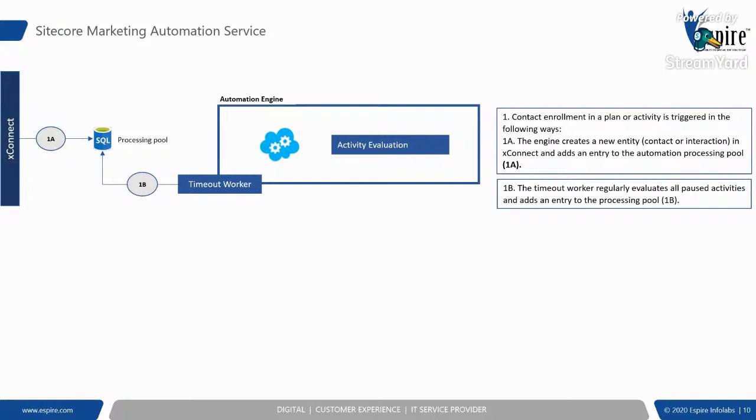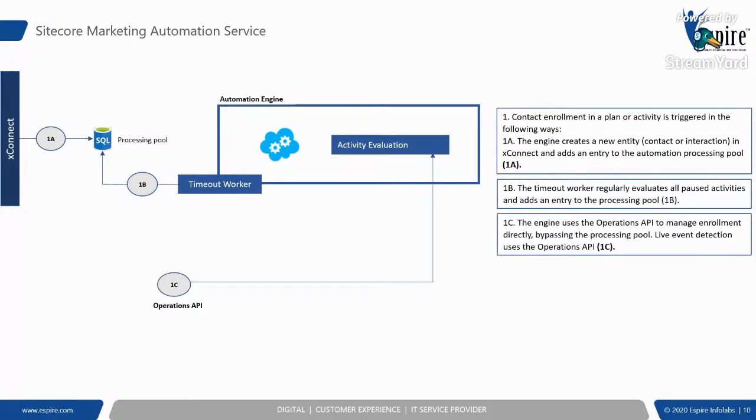You can understand this with an instance: on your CD role, let's say you create an interaction or contact, or maybe update a facet in the xDB collection database through the XConnect API. Our service will then add a work item in the processing pool database. So this is the first way.